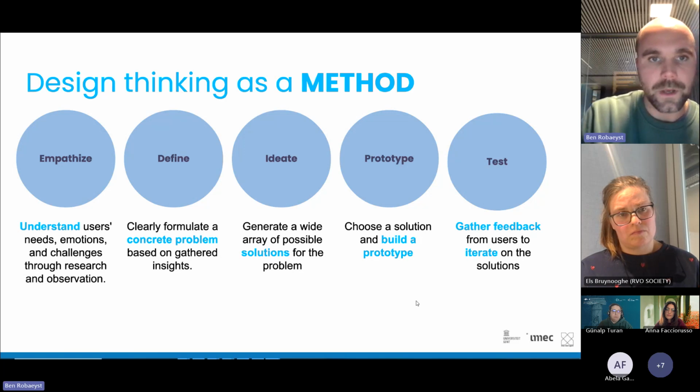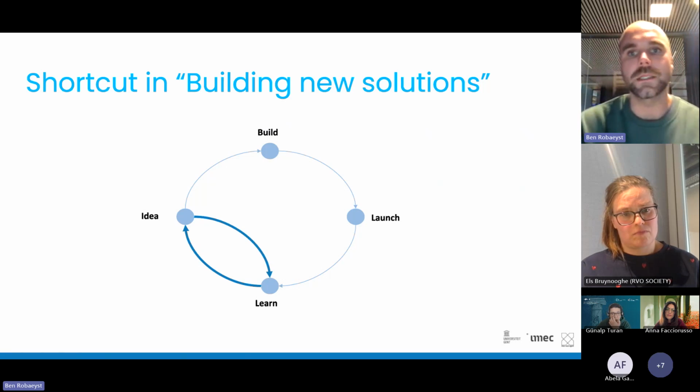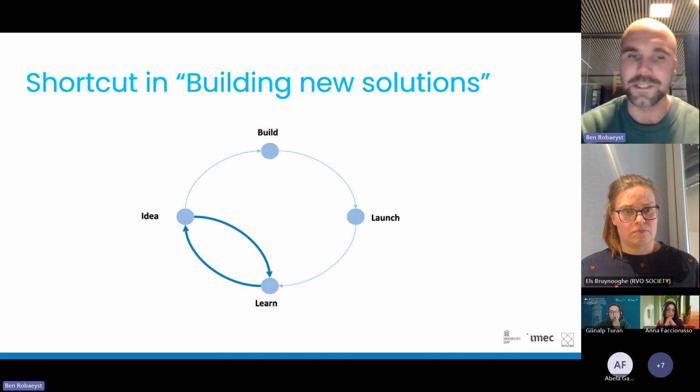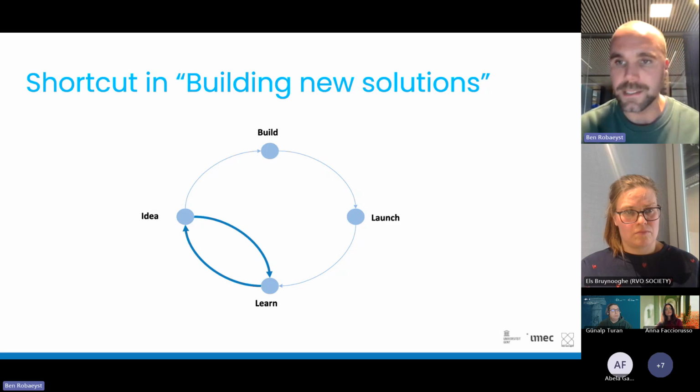So this is the first way to look at design thinking. And why do we actually do this? It's actually because it's some kind of shortcut within building new solutions, also called the NPD process, the new product development process, but this is more in management terms. So if we look at the process of generating new ideas, then in the classical format, you had an idea, you build it, you launch it, and then you learn.